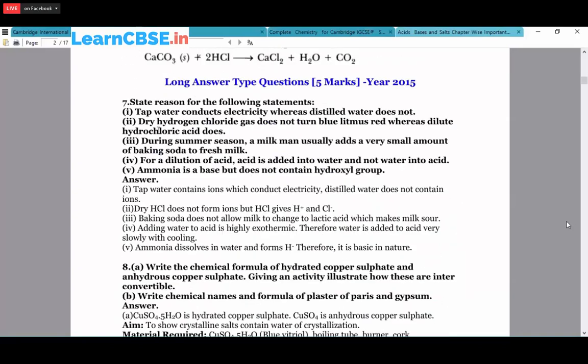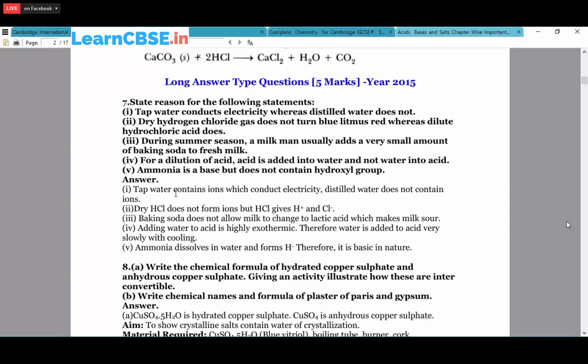Next question. State the reason for the following statements. Tap water conducts electricity whereas distilled water does not. Because tap water contains ions, which are able to conduct electricity. Water is a weak electrolyte, so it always goes into equilibrium. It does not contain a good amount of ions, so it is a very poor conductor of electricity.